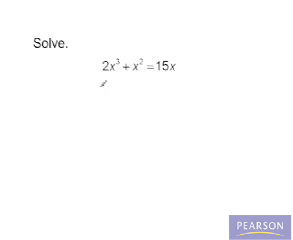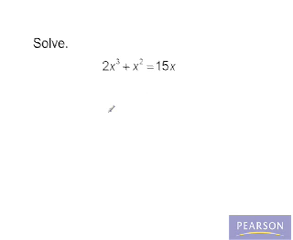Solve the equation 2x cubed plus x squared equals 15x. We have a nonlinear equation here. We have actually a cubic equation, and at this point the only method we have for solving this type of an equation is by factoring. So I need my equation to equal 0.